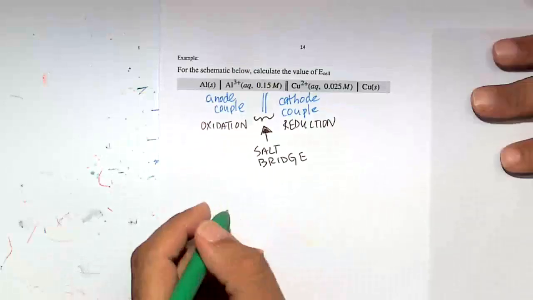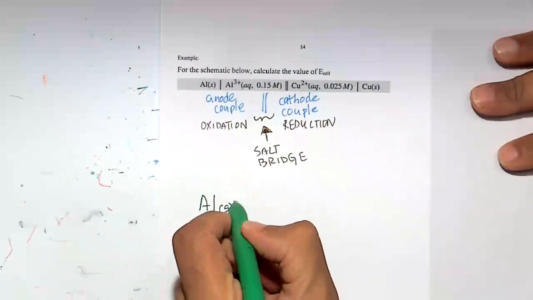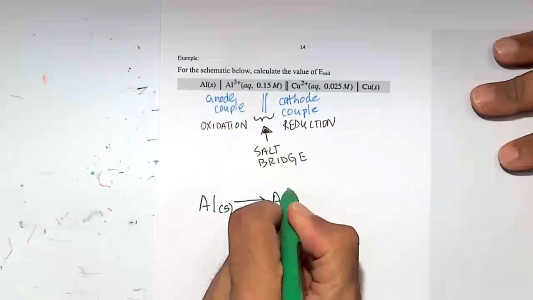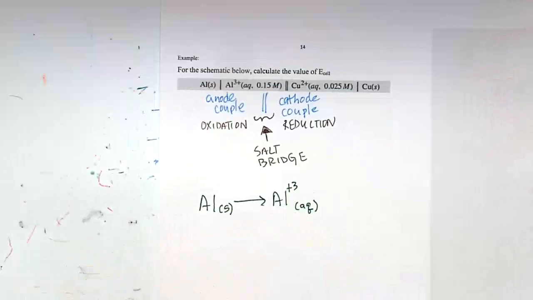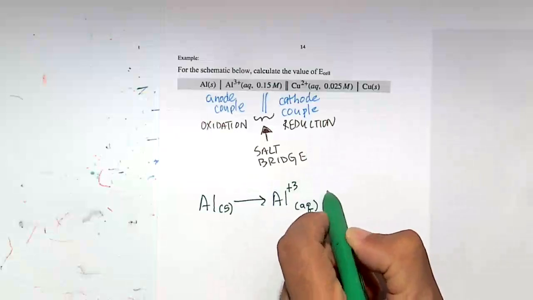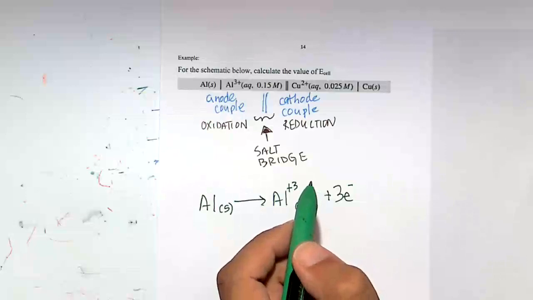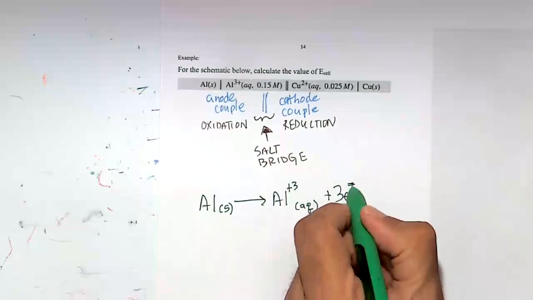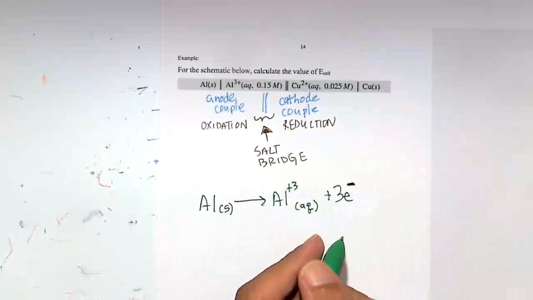All right, anode is the site of oxidation. So here we have Al solid, I'll put it in green, goes to Al plus 3, aqueous. How many electrons and where do we need to put this? We're going to put 3 electrons on the product side to balance this. Plus 3 minus 3 is 0.